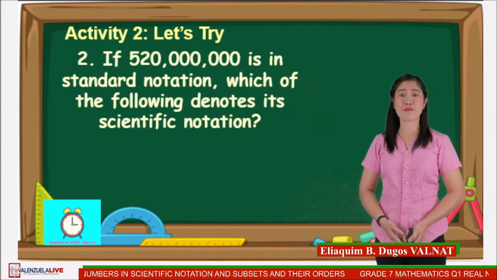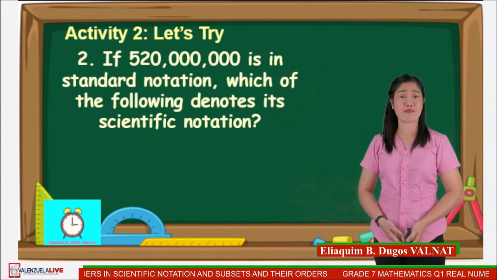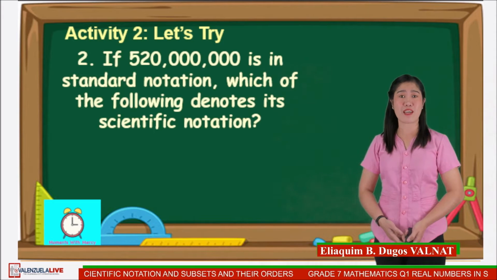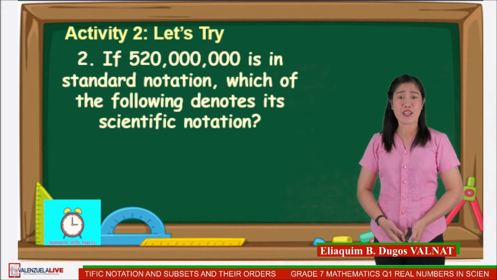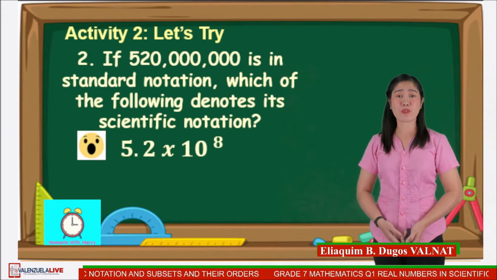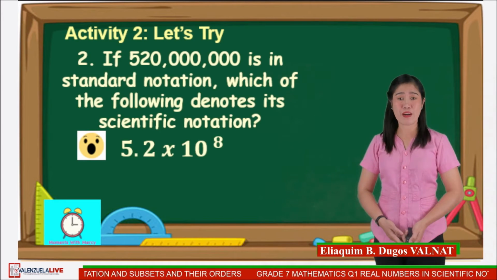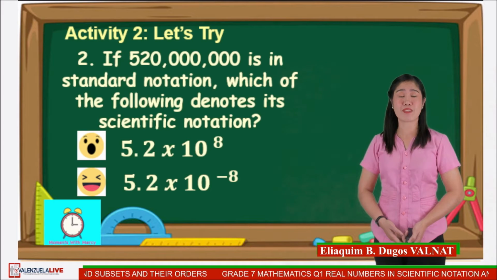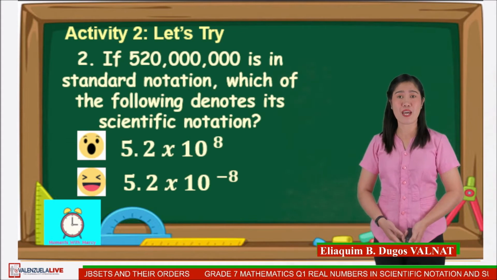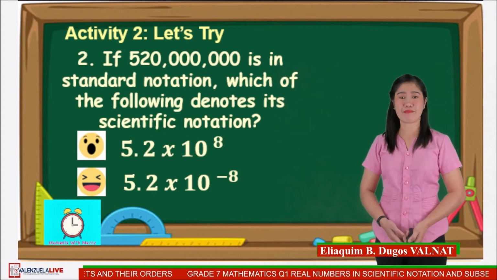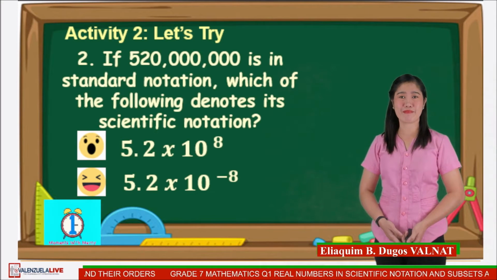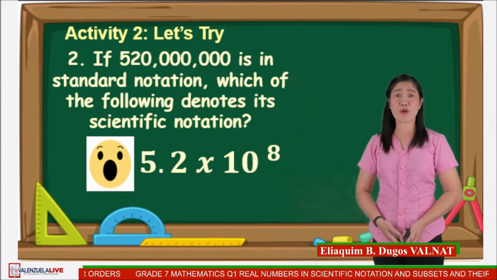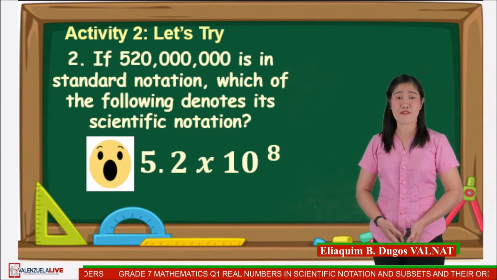Given number 2, if 520 million is in standard notation, which of the following denotes its scientific notation? It is wow, 5.2 times 10 raised to 8, or haha, 5.2 times 10 raised to negative 8. Timer starts now. Time's up. If your choice is haha, very good.